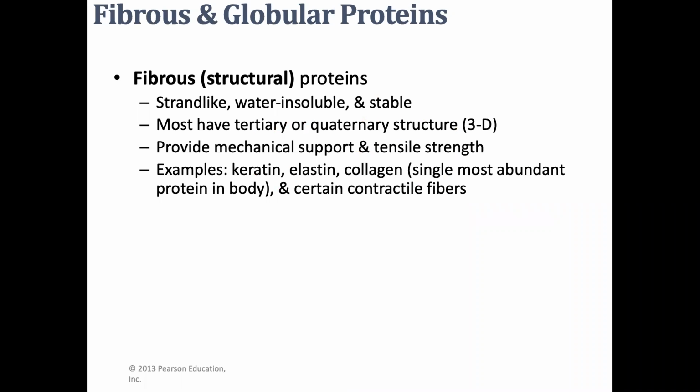So the types of jobs that proteins can do in the human body include structural proteins. A lot of those are fibrous. They're strand-like, they're water-insoluble, and they're pretty stable. They're tough. Most have tertiary and quaternary structure, and they resist stretching and twisting. Examples of those kinds of proteins include keratin, elastin, and collagen, and contractile fibers in muscle like actin and myosin.